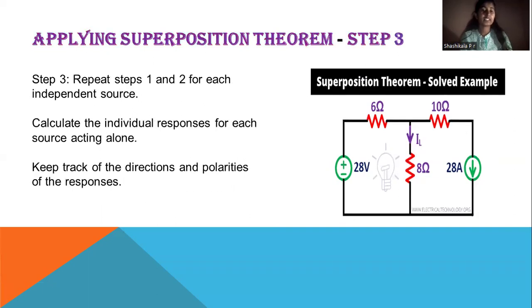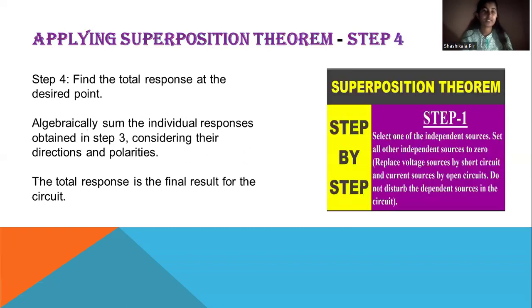Step 3. In step 3, we repeat step 1 and step 2 for each independent source. We calculate the individual responses for each source acting alone and keep track of the directions and polarities of the responses.